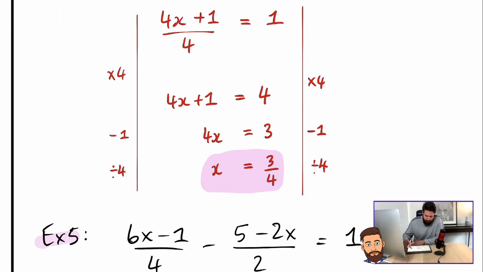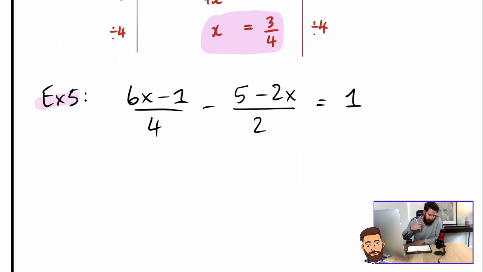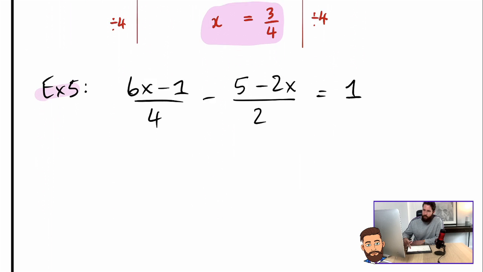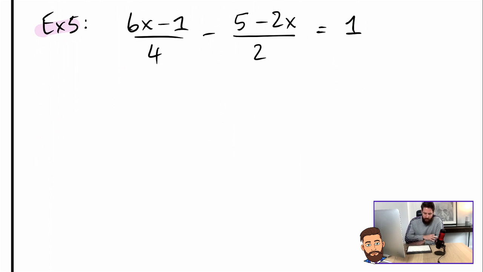So, that brings us on to example 5. Very, very similar. 6x minus 1 over 4 minus, so now it's a minus, 5 minus 2x over 2. And that all equals 1.